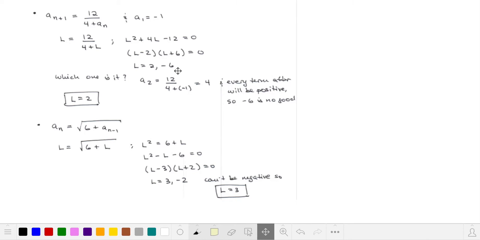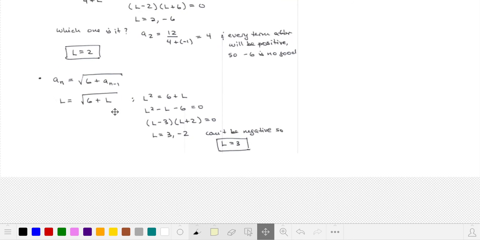So which one is it? Is it 2 or is it minus 6? Well, in order to tell, I'm going to take my first term, a equals minus 1, plug it into my recursive function, and I notice that 12 over 4 plus minus 1 is 12 over 3, which is 4, so a positive number. Now let's look at the next term. I have a positive number in the denominator, so I'm going to get a positive number for this quotient, and I'm going to get a positive number for every term after that. Therefore, my limit can't be minus 6, so it has to be 2.